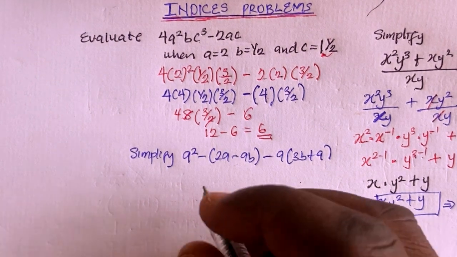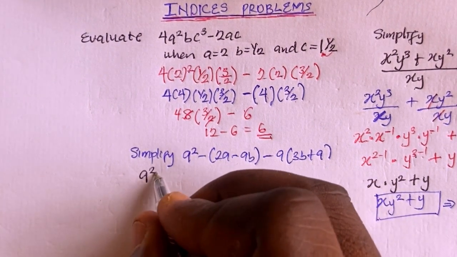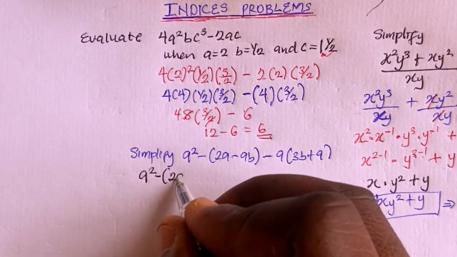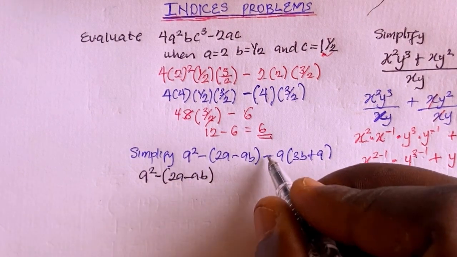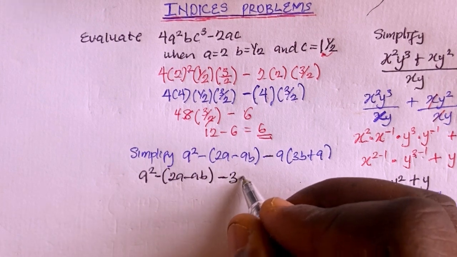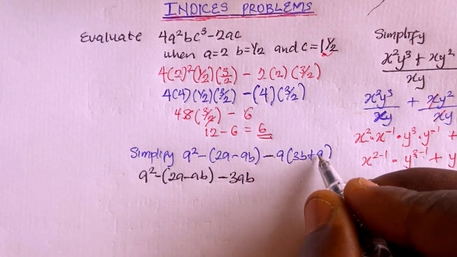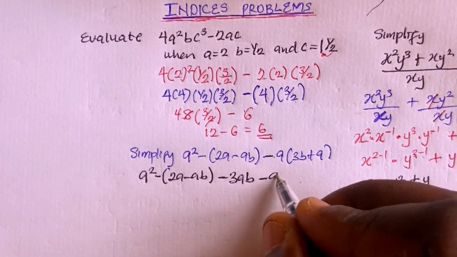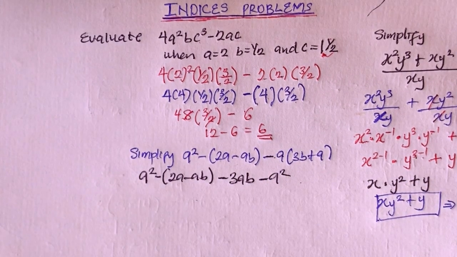So what I'm going to have is a squared, then minus 2a minus ab. Then here I'm going to use this minus a to open the bracket. Here I'm going to have minus 3ab, then minus a multiplied by this, that's going to be minus a squared.